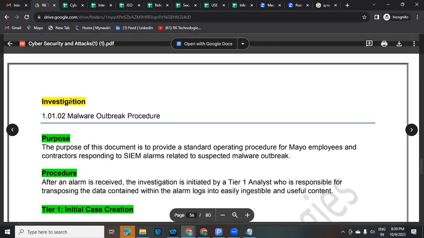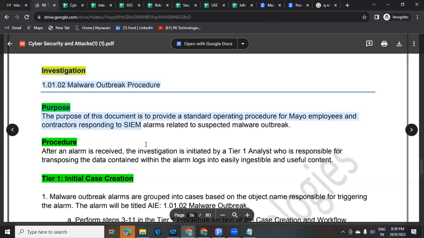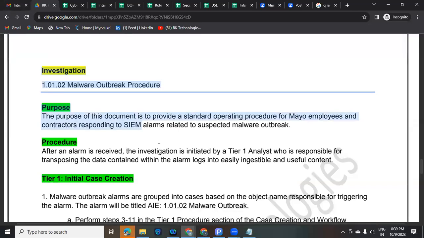And this particular investigation, you can see, this is called SOP. What is SOP? It's a standard operating procedure document. This SOP is also called a playbook or runbook. So what is meant by SOP exactly? Whenever any security incident or alert is received, what the L1 team has to do, what the L2 team has to do, or what the L3 team has to do. L1, L2, L3 is also called Tier 1, Tier 2 or Tier 3.